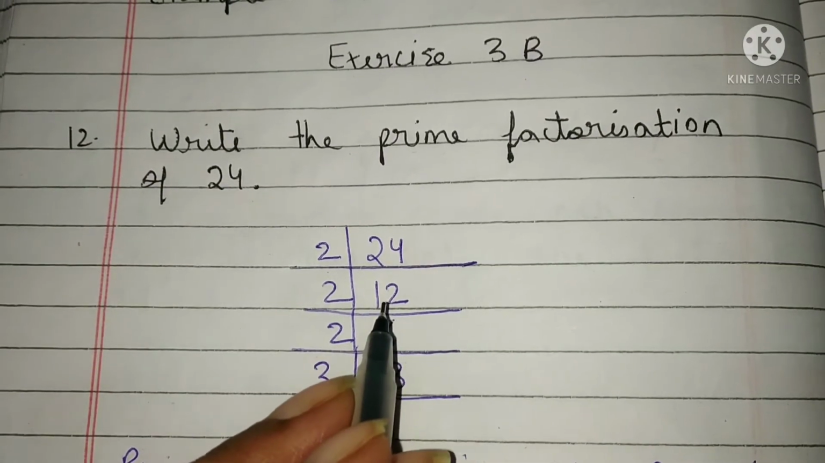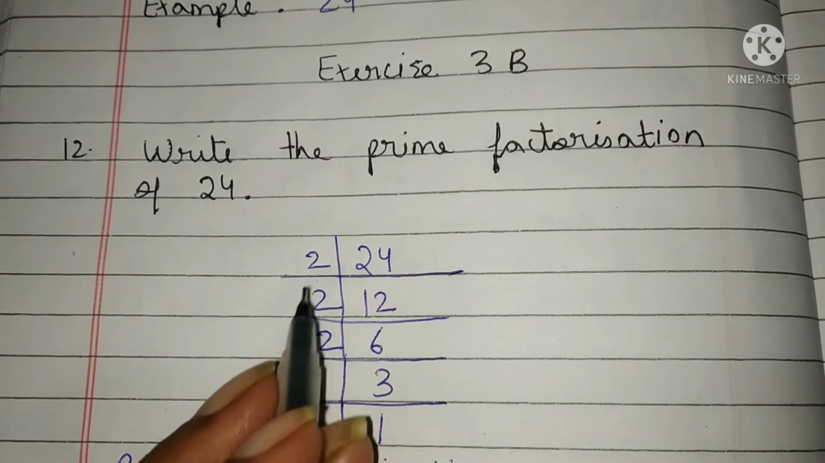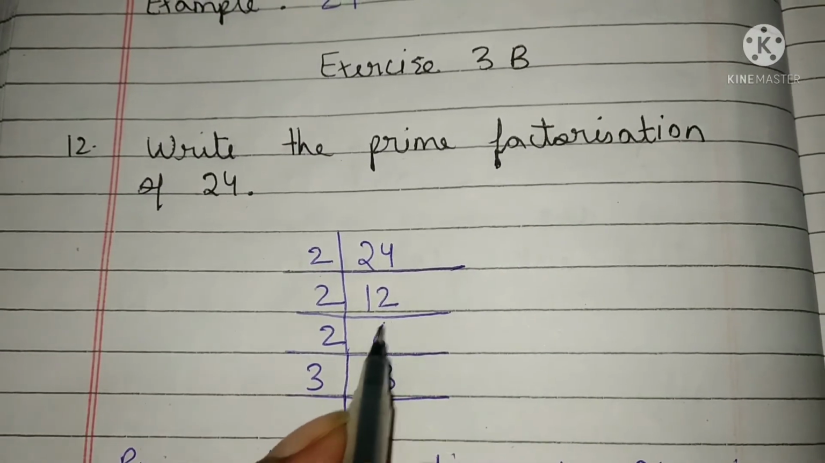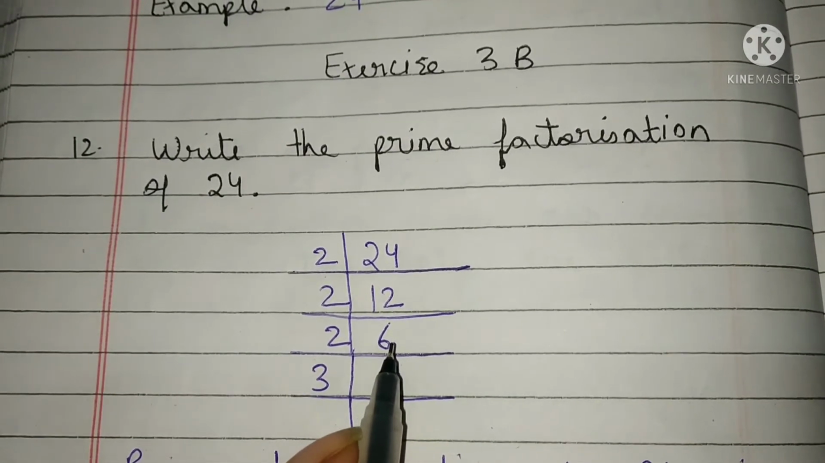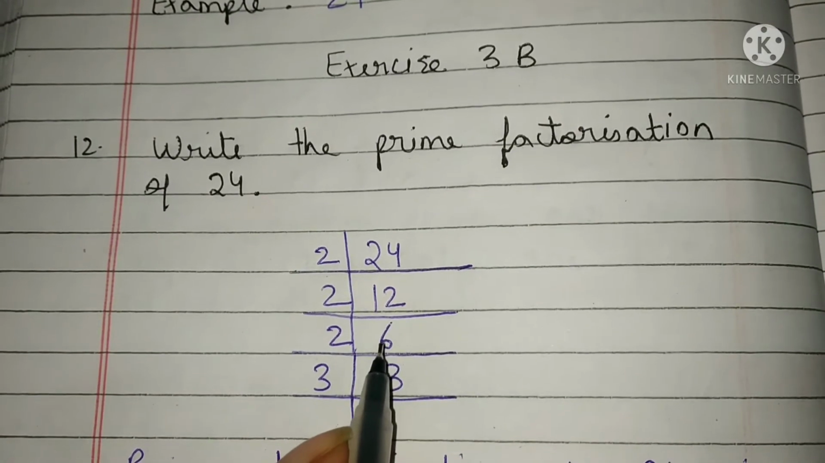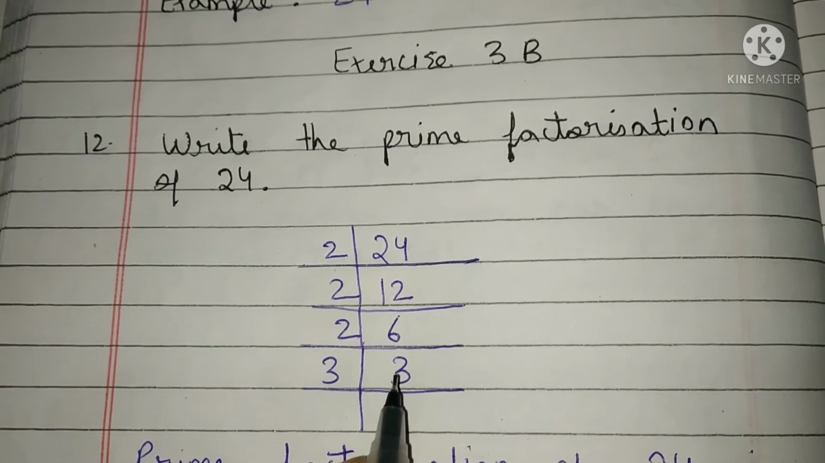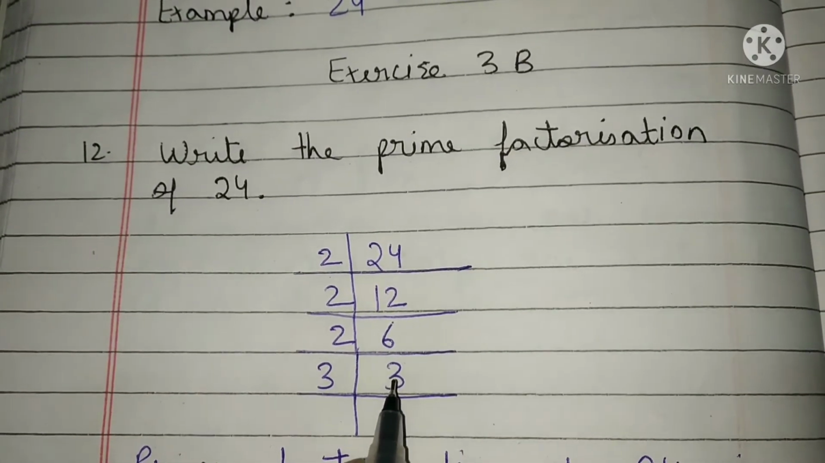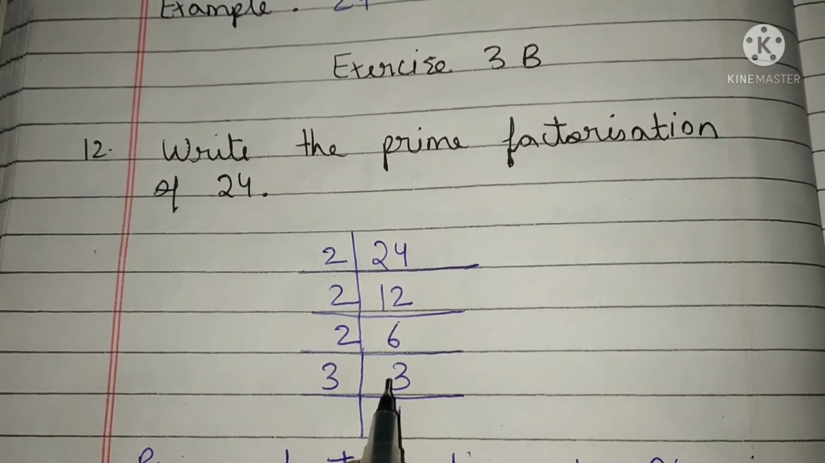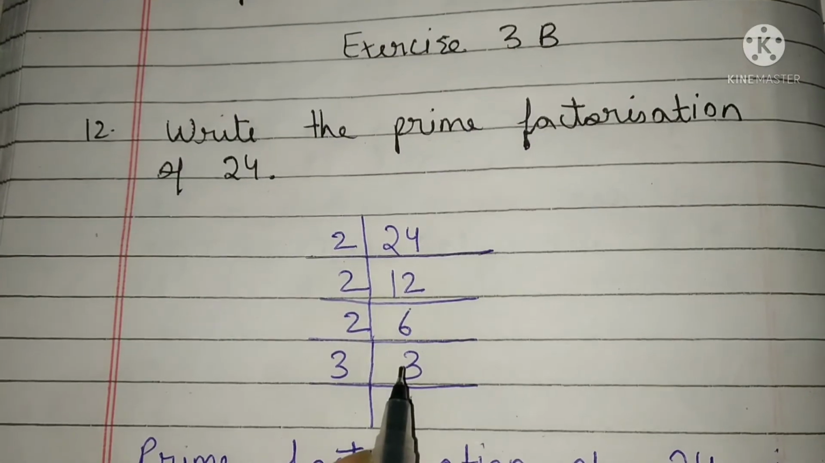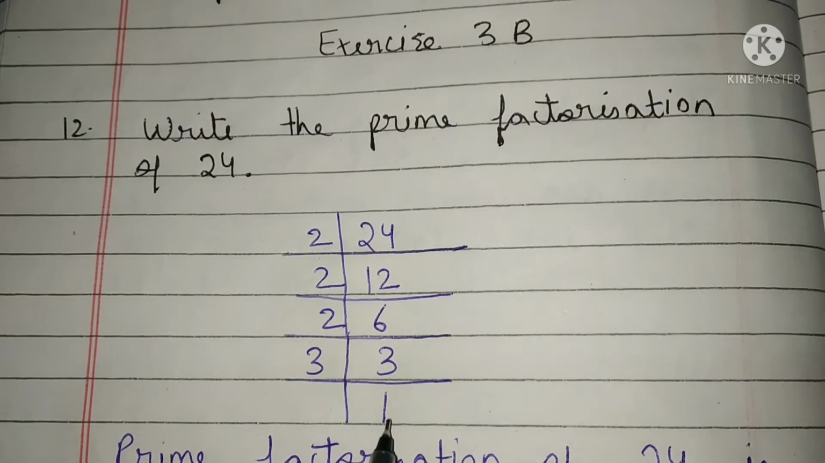Students, 12 is divisible by 2. So, we will divide 12 by 2 and the answer is 6. Again, 6 is divisible by 2. So we will divide 6 by 2 and the answer is 3. Students, 3 is not divisible by 2. So we will choose the next prime number, that is 3. 3 is a prime number. So we will divide 3 by 3 and the answer is 1.